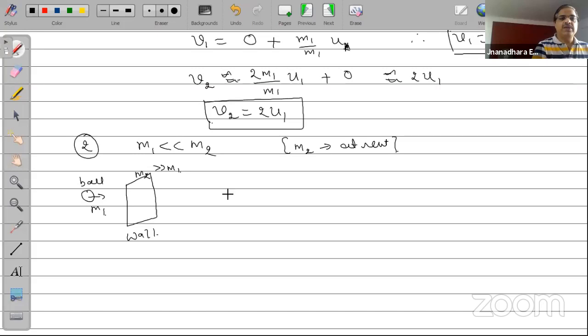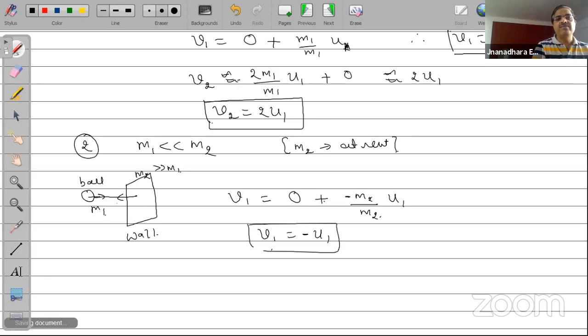v1 will now be equal to u2 is 0, so the first term is 0. The second term will now become, m1 is very small when compared to m2, so minus m2 by m2 into u1. In other words, v1 will be equal to minus u1. So this ball, when it comes and hits the wall, will get rebounded back with the same velocity. This is coming with u1 here. The ball will rebound with the same velocity u1 in the opposite direction.